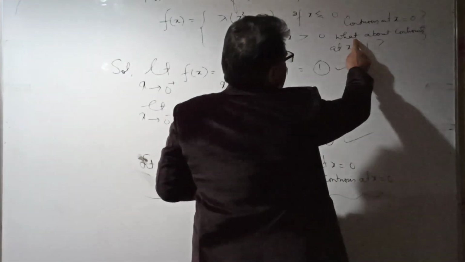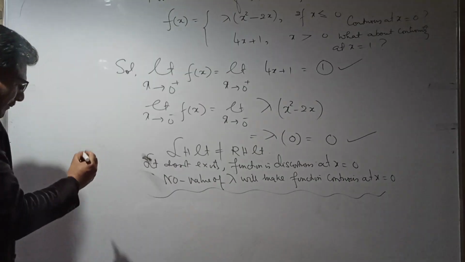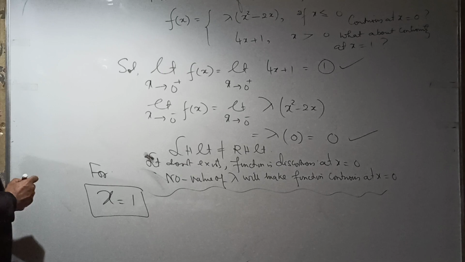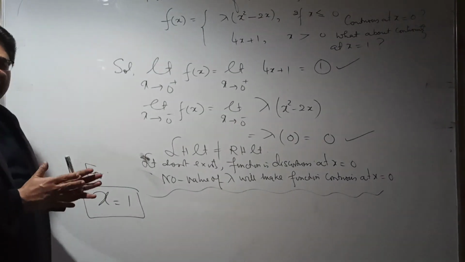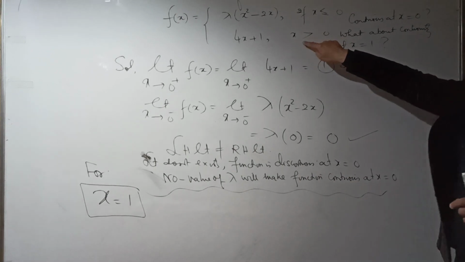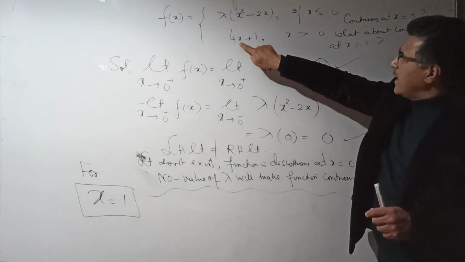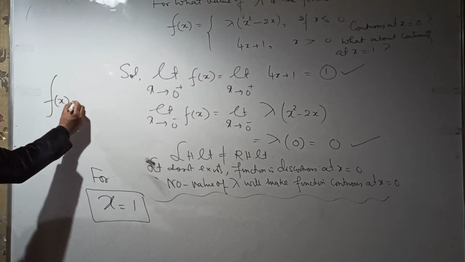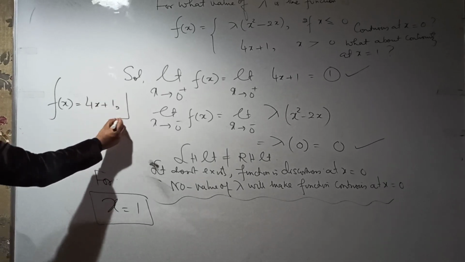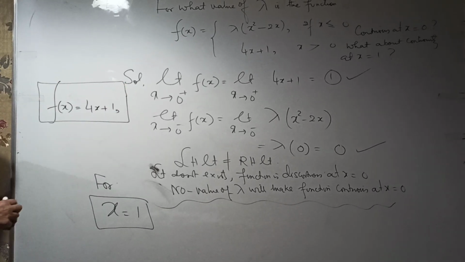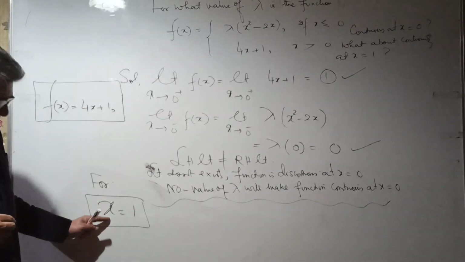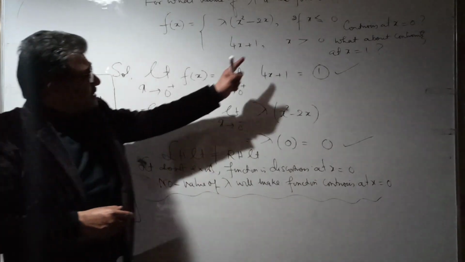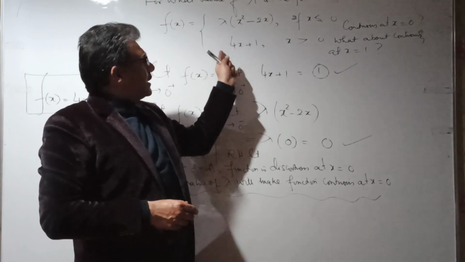Now the second is, what about the continuity at x equal to 1? For x equal to 1, what is 1? 1 is a number which is greater than 0. So for greater than 0, we have to write 4x plus 1 only. So in that case, we have to write f(x) equal to 4x plus 1, because I have to discuss the continuity of this function at x equal to 1. But 1 is a number which is greater than 0, so I have to take only 4x plus 1.